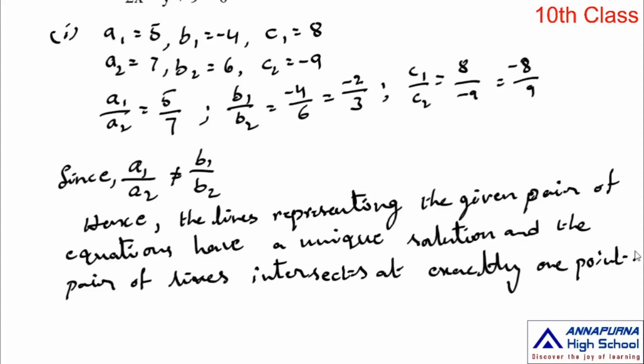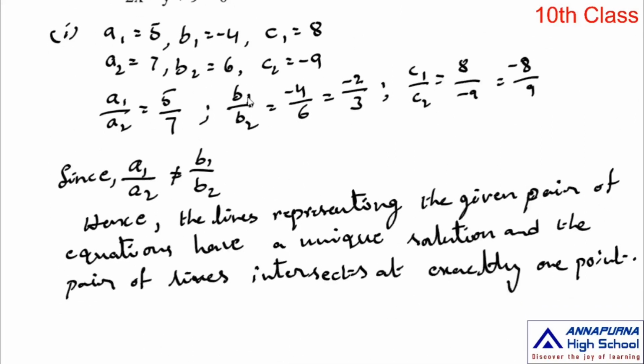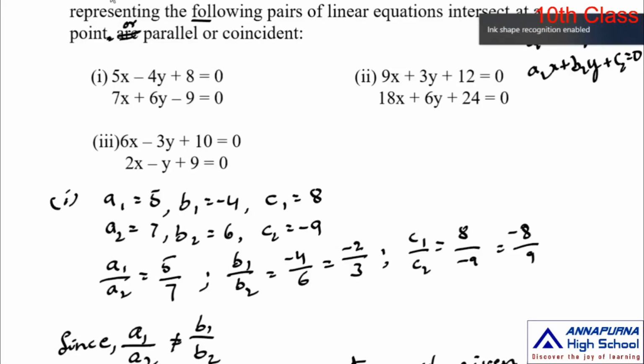Actually in the given question it asks only for the graphical representation, whether the lines representing the following pair of linear equations intersect at a point, or are parallel, or coincident. But here we present the algebraic interpretation also. So if you get intersecting lines, then the pair of linear equations has a unique solution. Okay, so this is the first one. Let us take the second one.